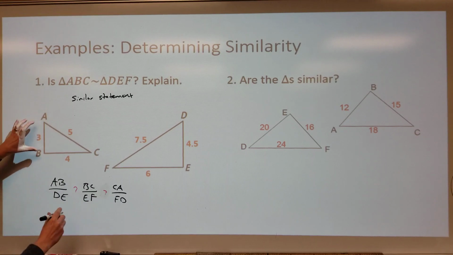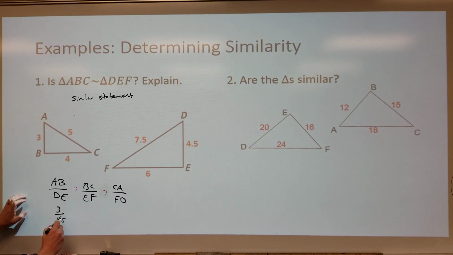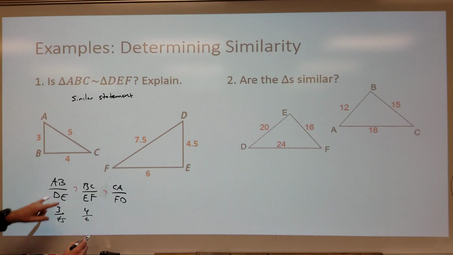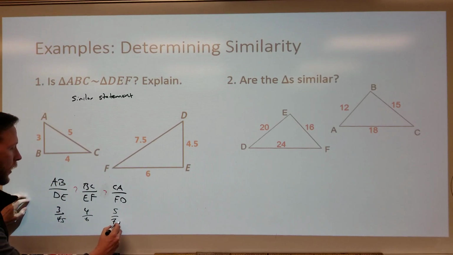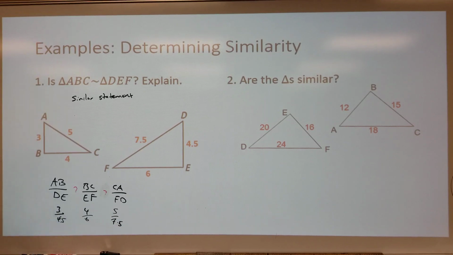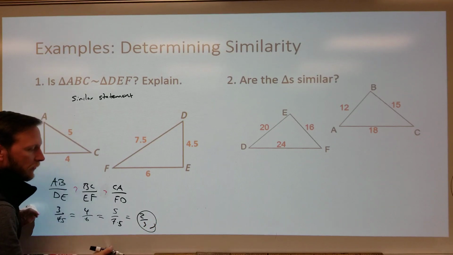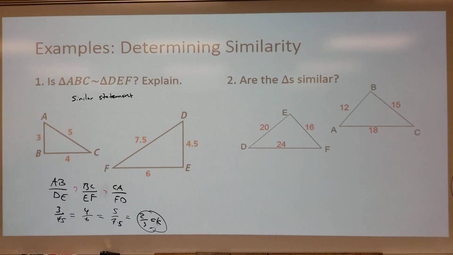All right, and so we're going to take the length for AB, the length for DE. We're going to take the length of BC and the length of EF, the length of AC and the length of DF. And we're going to check in our calculators to make sure that these are all equal to the same amount. And it turns out that using our calculators, we are going to find out that these are all equal to 2/3. If they are all equal to the same amount, that is our K value.